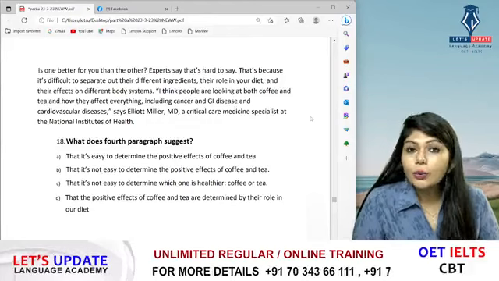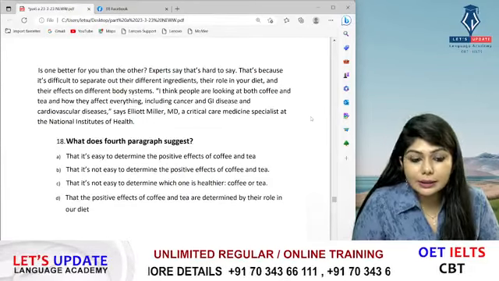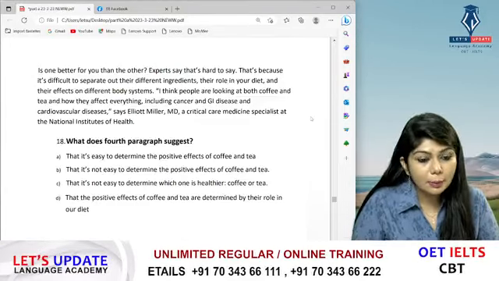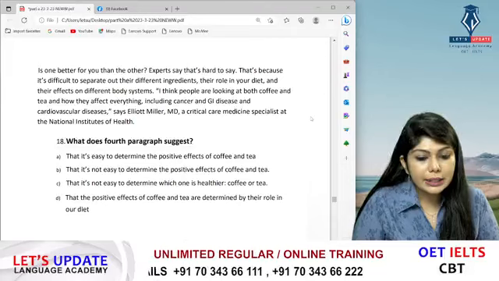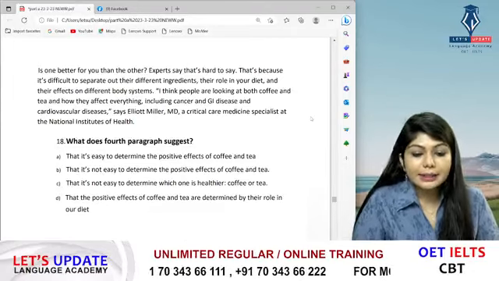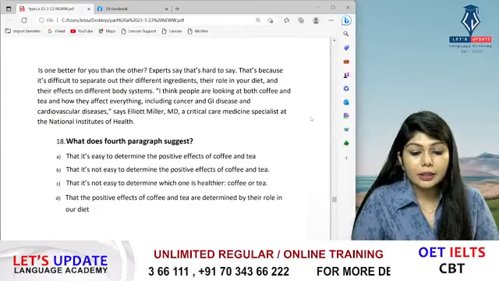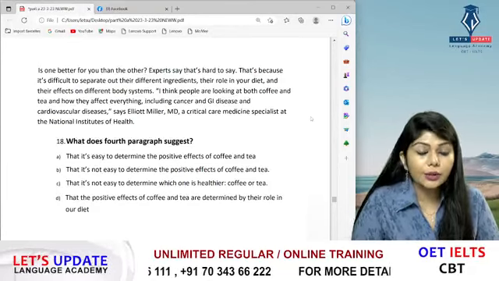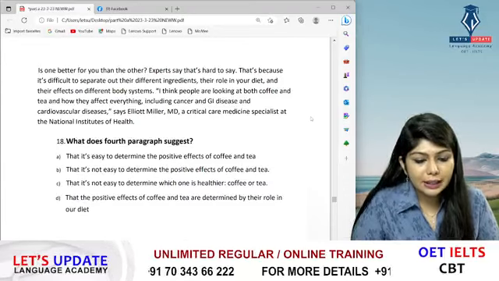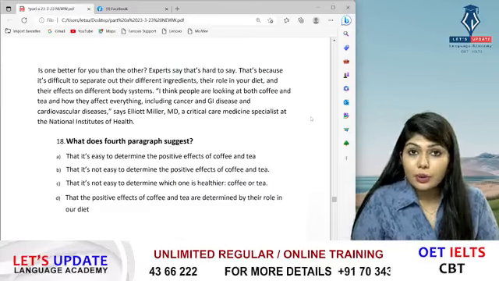Now I'll read this text. Is one better for you than the other? Experts say that's hard to say. It's because it's difficult to separate out the different ingredients, their role in your diet, and their effects on different body systems. "I think people are looking at both coffee and tea and how they affect everything, including cancer and GI disease and cardiovascular diseases," says Eliot Miller, MD, a critical care medicine specialist at the National Institutes of Health. So that was what the paragraph was about.